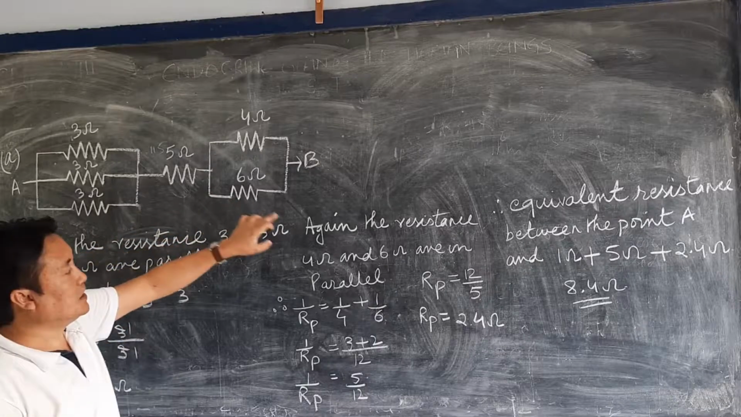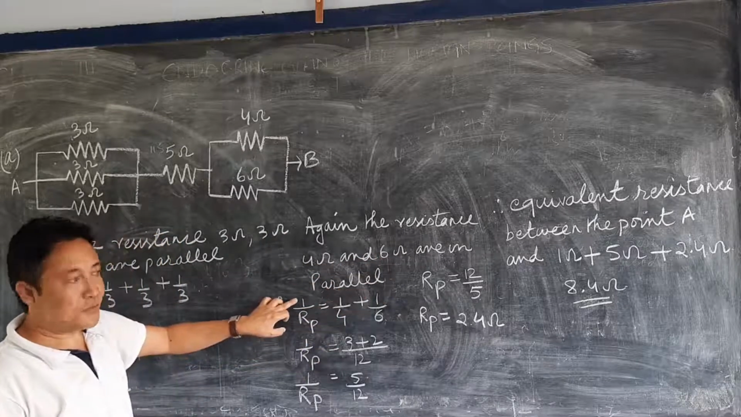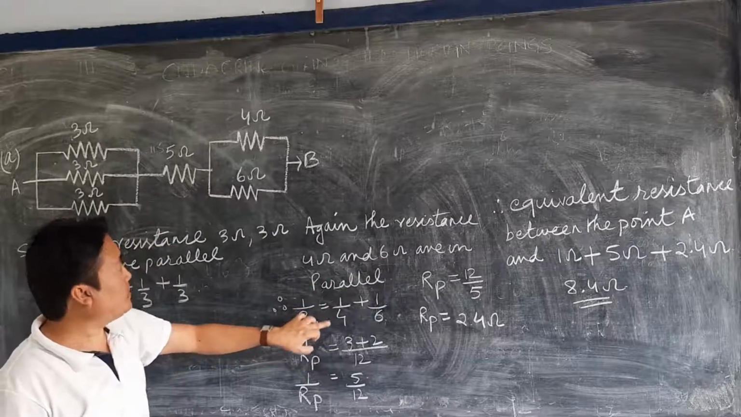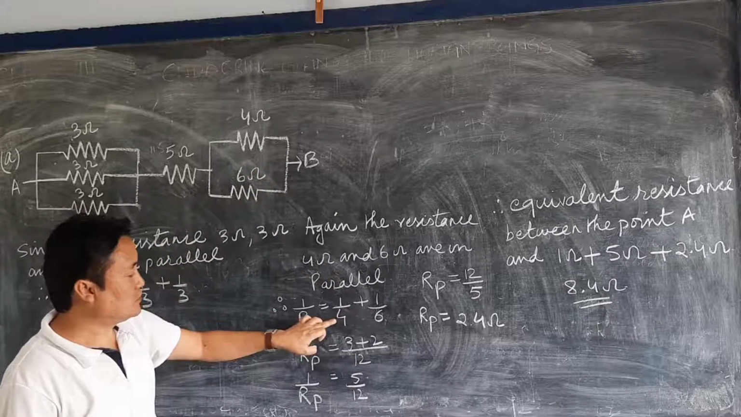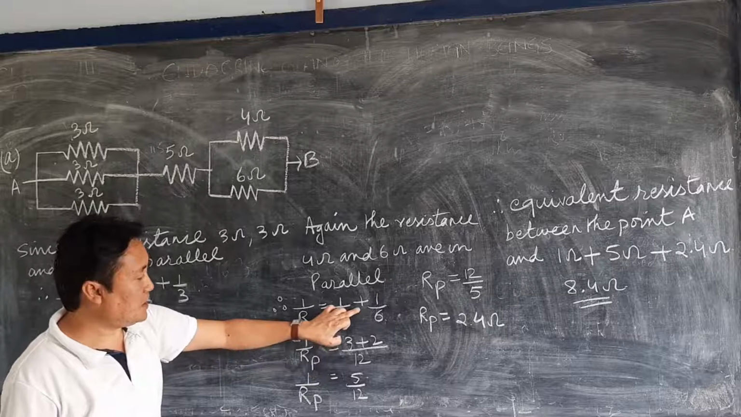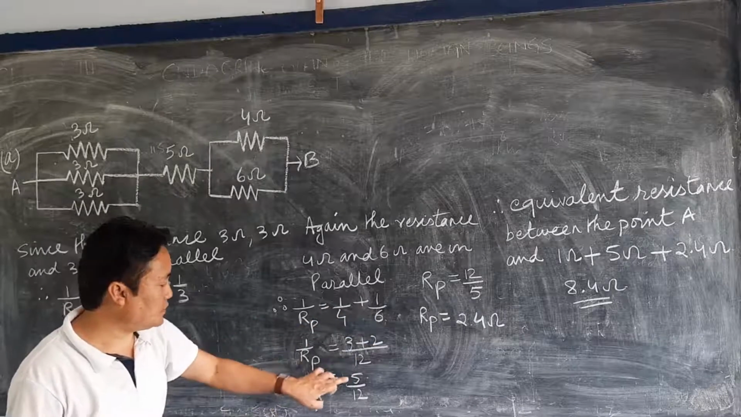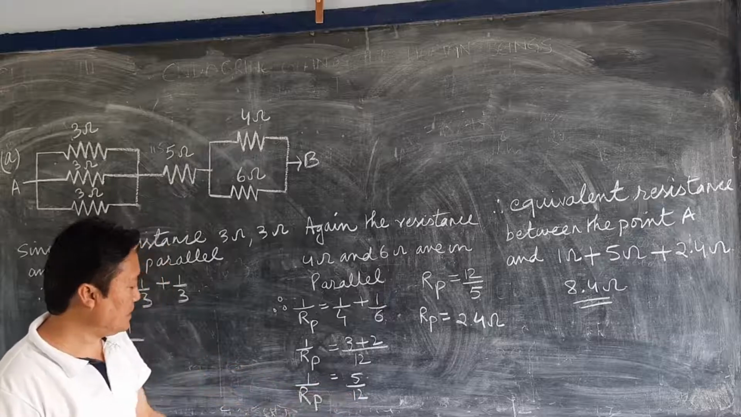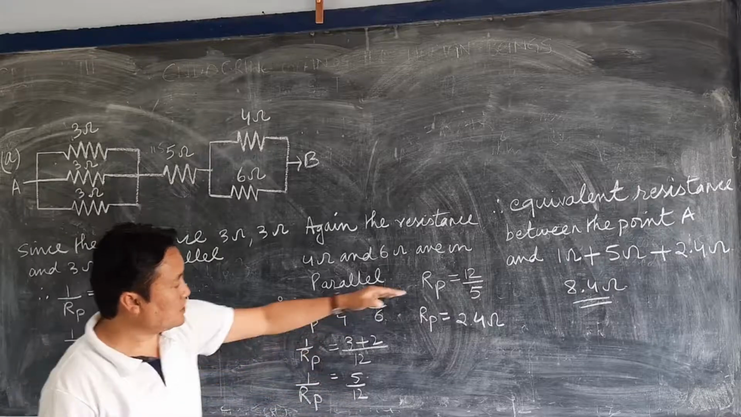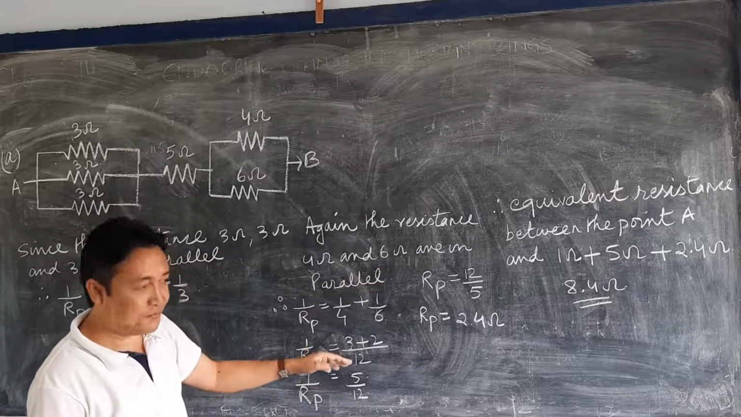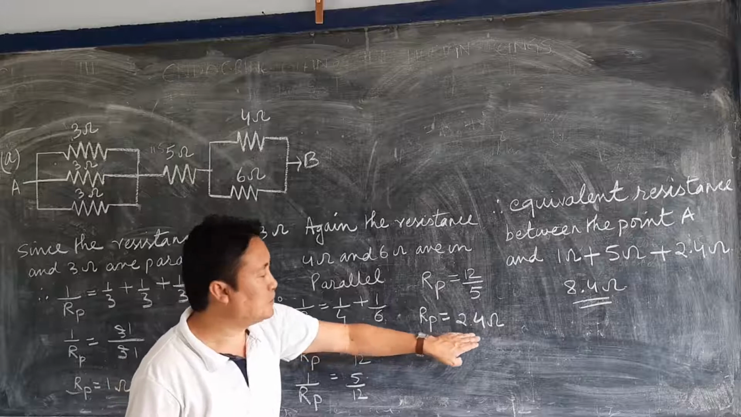Similarly, the resistances 4 ohm and 6 ohm are in parallel. Therefore, 1 upon Rp equals 1 upon 4 plus 1 upon 6. Find the LCM, 12. So 4 3s are 12, and 6 2s are 12, so you write 2 here. 1 upon Rp equals 3 plus 2, which is 5, divided by 12. Cross multiplying, Rp equals 12 upon 5. When you divide it, Rp equals 2.4 ohm.